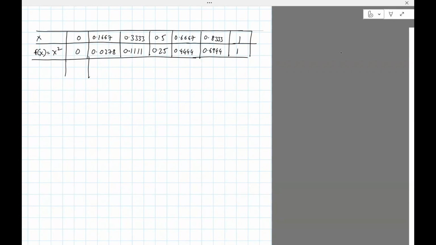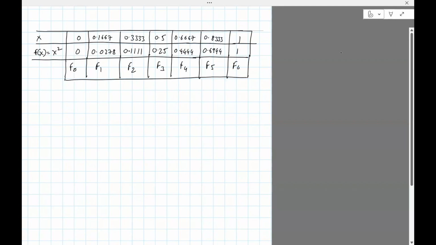Okay, just to make our life easy, I'm going to extend this table and give these F values some names: F0, F1, F2, F3, F4, F5, F6. Okay, this will help us to interpret them when we write the formula down. Okay, now let's start with the rectangular rule.